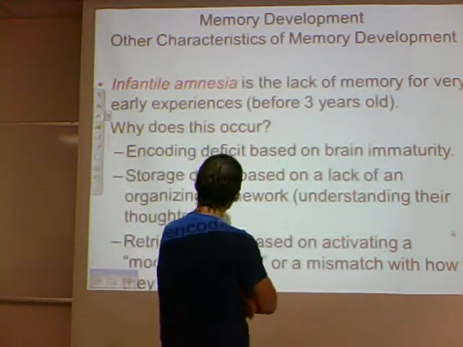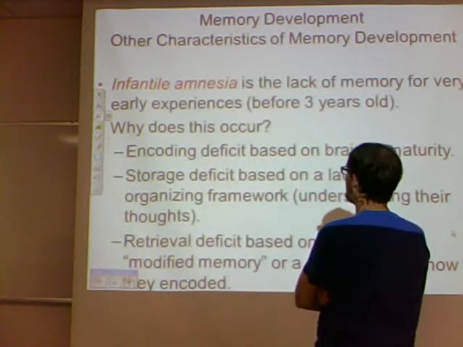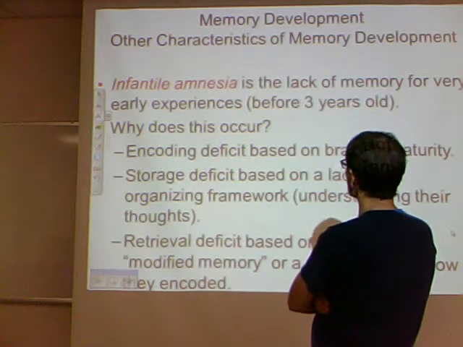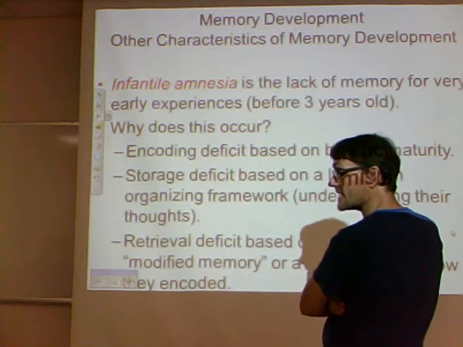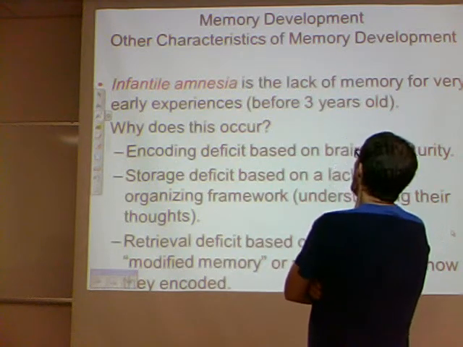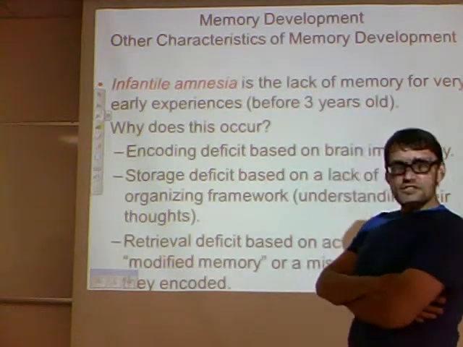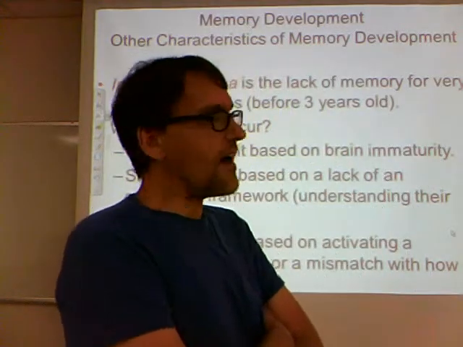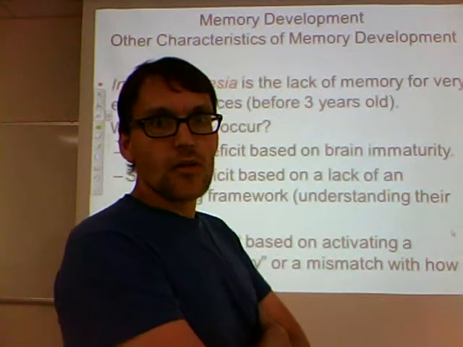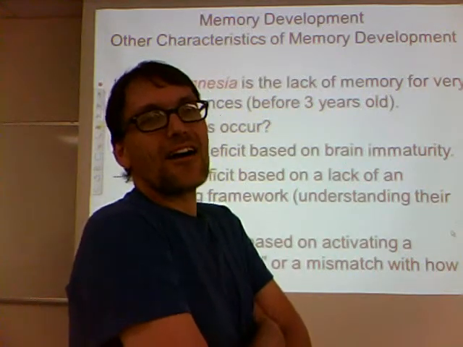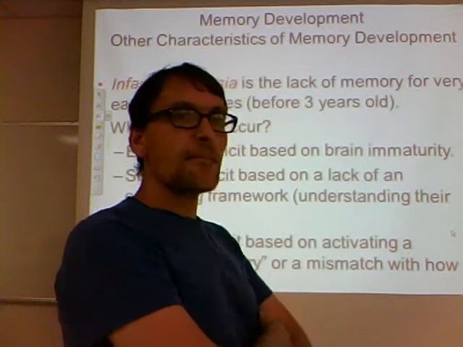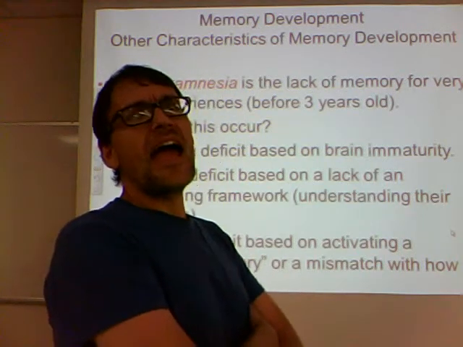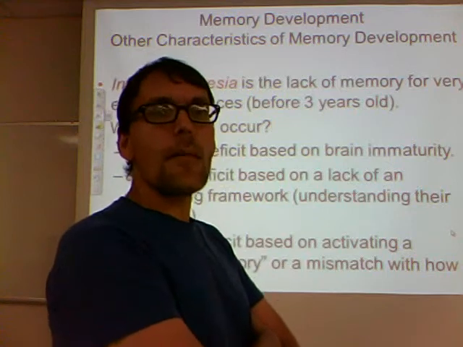Maybe the brain is immature. Or a storage deficit based on a lack of an organizing framework. I think this is perhaps the most important, because, again, pulling out our Piaget, true knowledge or wisdom perhaps comes from an understanding of how these schemes interact with each other, right? That's true wisdom. That's true knowledge. And it's something that builds slowly. By definition, you cannot be young and be wise. You just can't be. As you get older, you get a more and more sophisticated understanding of how these schemes interact with each other. It allows us to understand the world better, and it allows us to put memories in place.